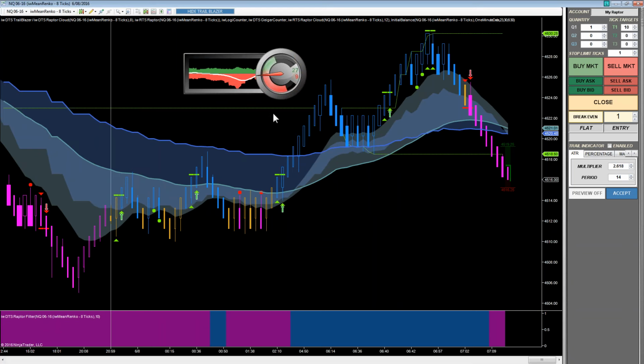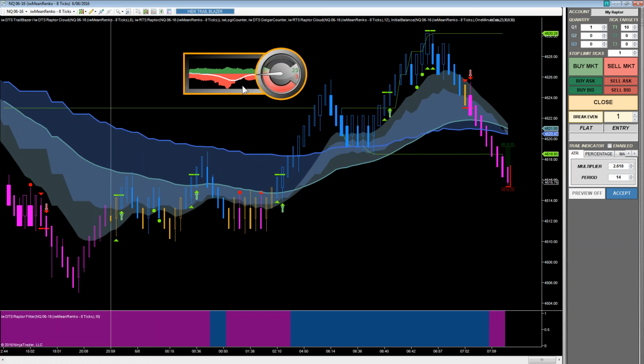This tool right here is called the Geiger counter. This is also an add-on, and this works, again, on any chart. It could be a 15-minute chart, it could be a tick chart, it could be a volume chart, whatever you happen to be using.